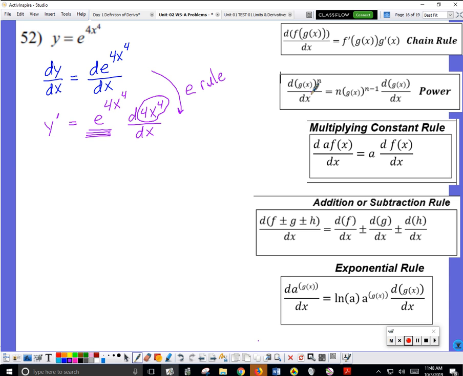4x. The g is 4x. What's the n? 4. 4. Okay, 3 points for Ty. How many thought that? 3 points as well. Okay, that's a common mistake.